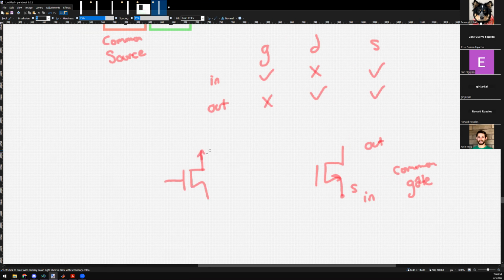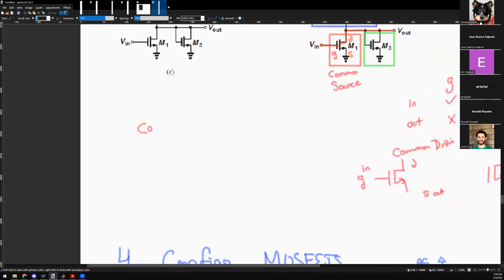If I tell you that your source is outputting, what does the input have to be configured to be? It should be from the gate. Correct. Therefore, what's the configuration? Common drain. Correct. Any questions? These are the only three legal configurations. Another way I could test you is if I say common source, where's the input, where's the output? It goes from where to where?